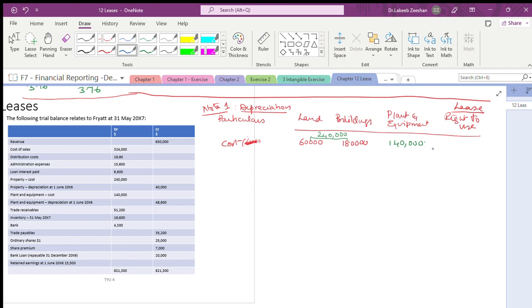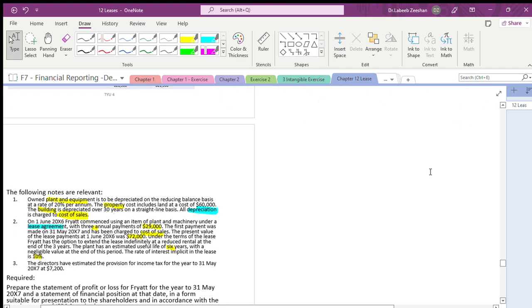And how much are you paying for the lease? Lease we are paying every month. How much is the total lease? The present value of the lease payments was 72,000. Fine. How much we are paying? 72,000.